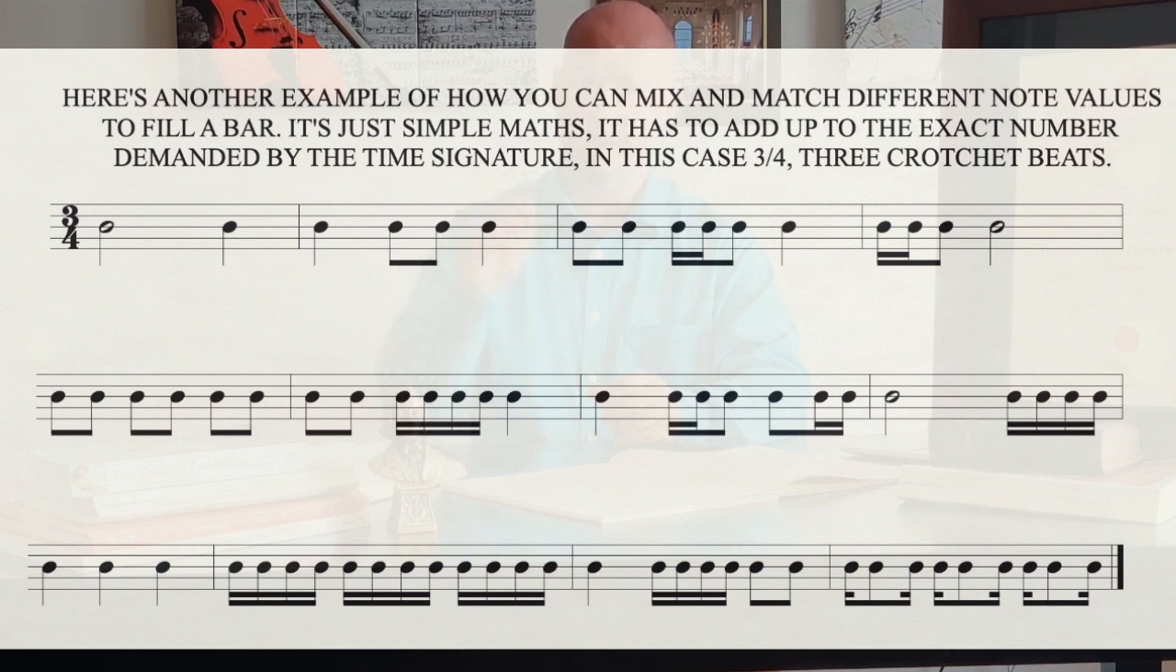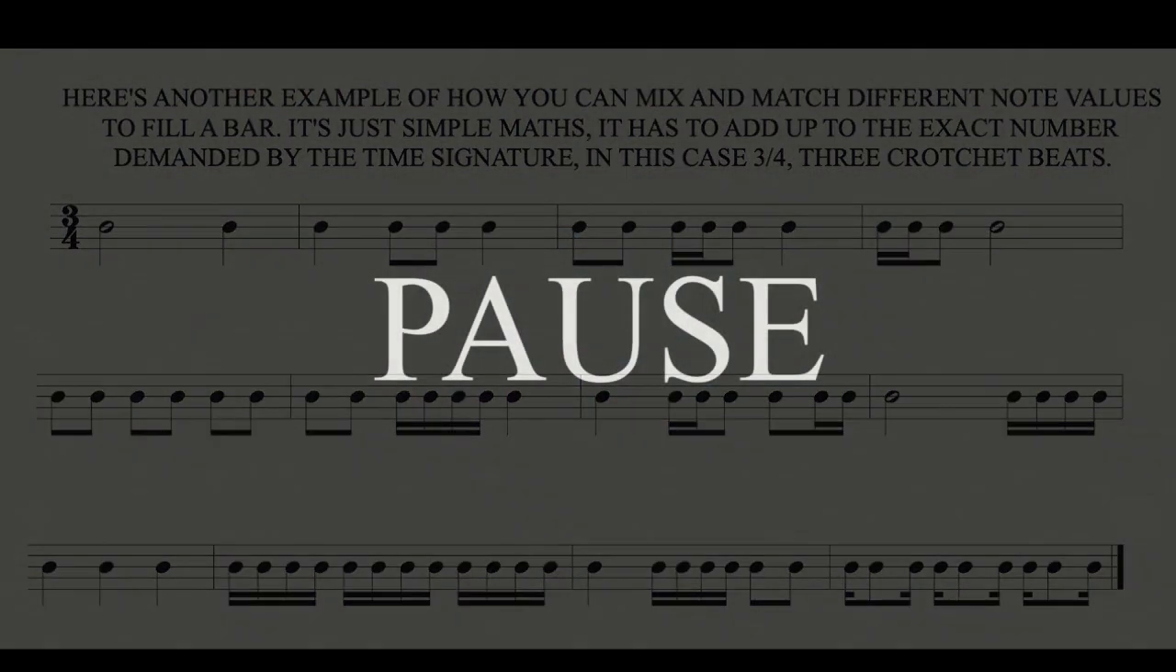So if we wanted to have a very quick recap. Crochets, it would be la, la, la. If it were quavers, la, la, la, la, la, la. If it were semiquavers, la, la, la, la, la, la, la, la, la, la, la, la. Okay? So now, pause the video and try to figure this out yourself.